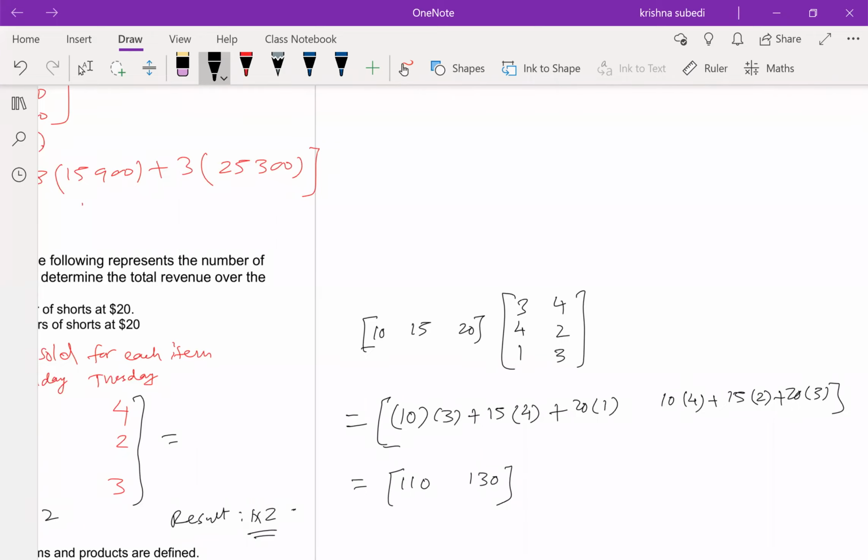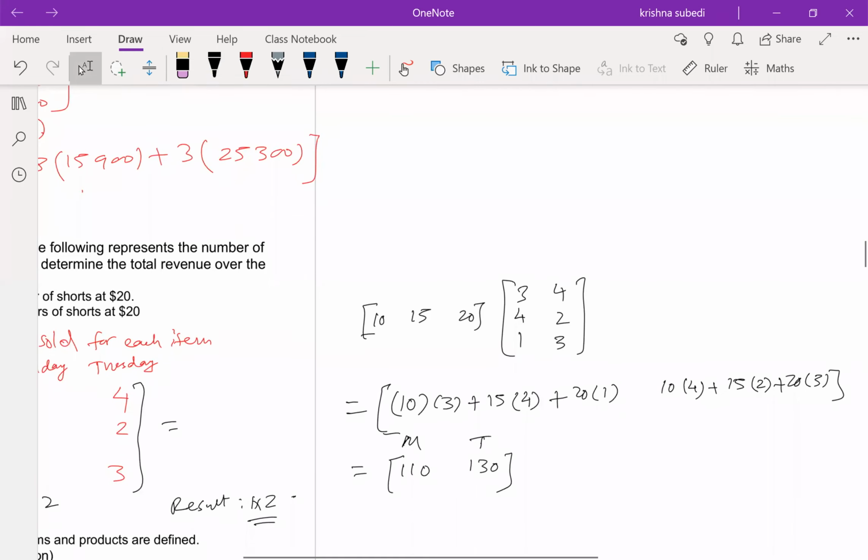If you want to find the total revenue for Monday and Tuesday, you need to add. What we found here is that the Monday revenue is this and the Tuesday revenue is that. As expected, the result is 1 row and 2 columns, so 1 by 2 size. That's how we multiply.